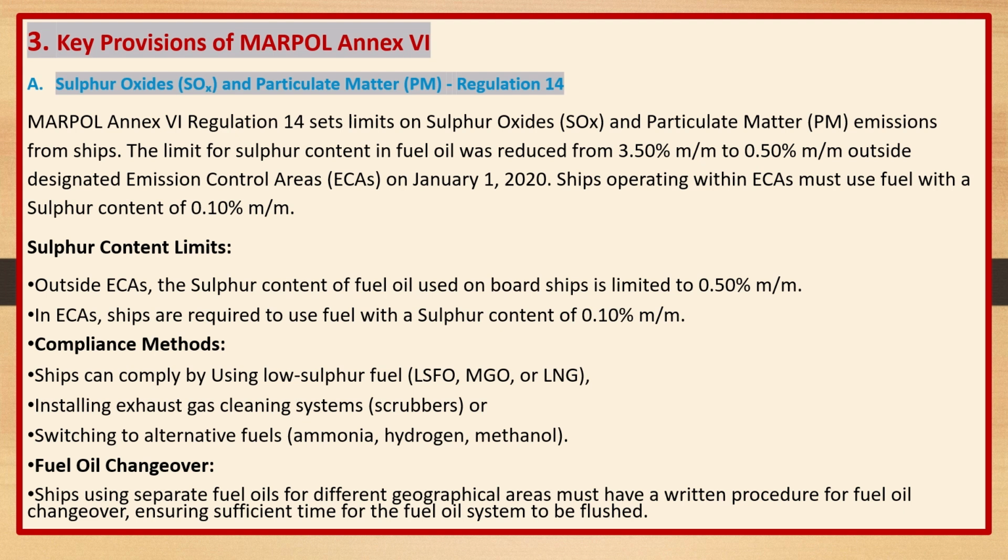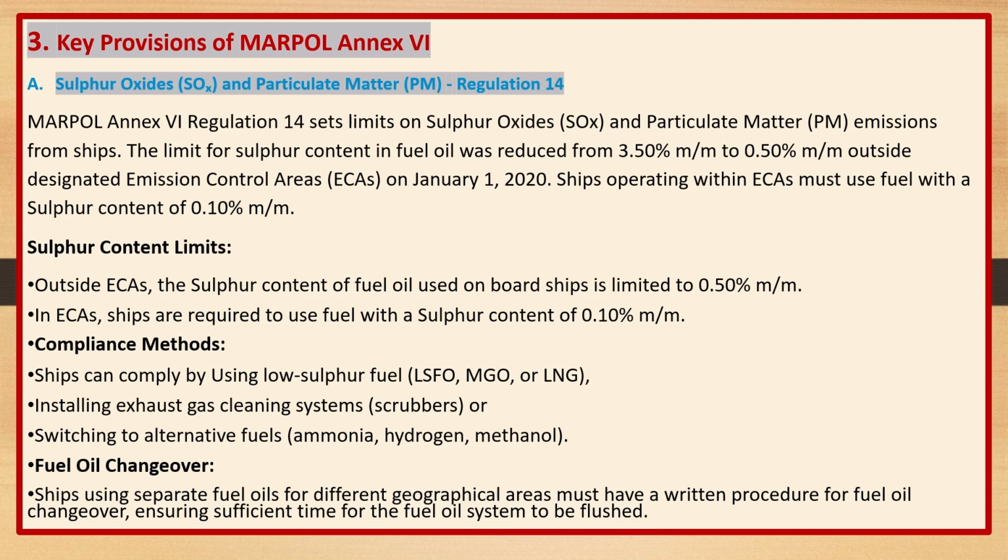3. Key provisions of MARPOL Annex VI. Sulfur oxides and particulate matter. Regulation 14. MARPOL Annex VI Regulation 14 sets limits on sulfur oxides and particulate matter emissions from ships. The limit for sulfur content in fuel oil was reduced from 3.5% mass by mass to 0.5% mass by mass outside designated emission control areas on January 1, 2020. Ships operating within ECAs must use fuel with a sulfur content of 0.1% mass by mass.